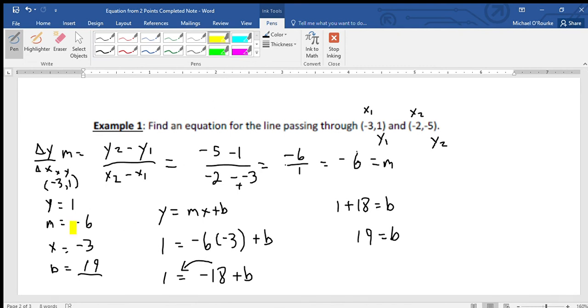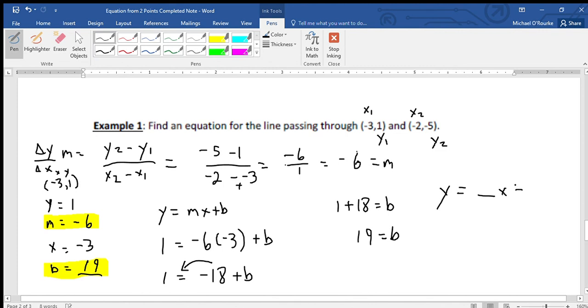I have the two things I need. I got my m, I got my b. I can write my equation. Y equals blank x plus blank. What's going in there? -6 plus 19 is my answer. Okay.